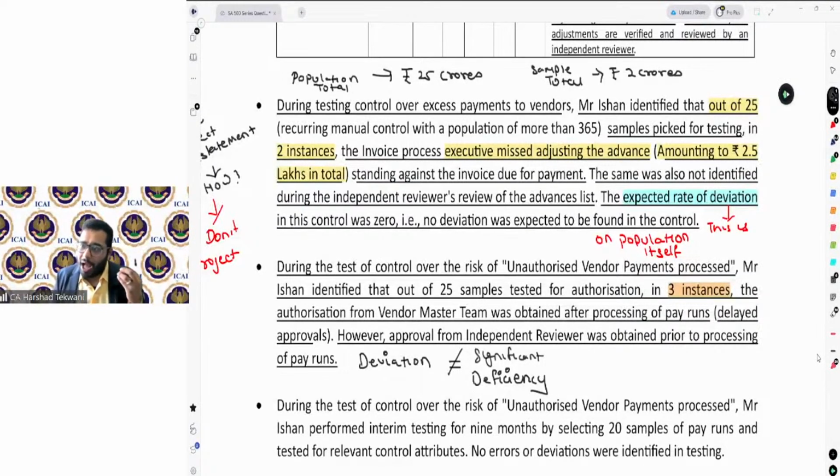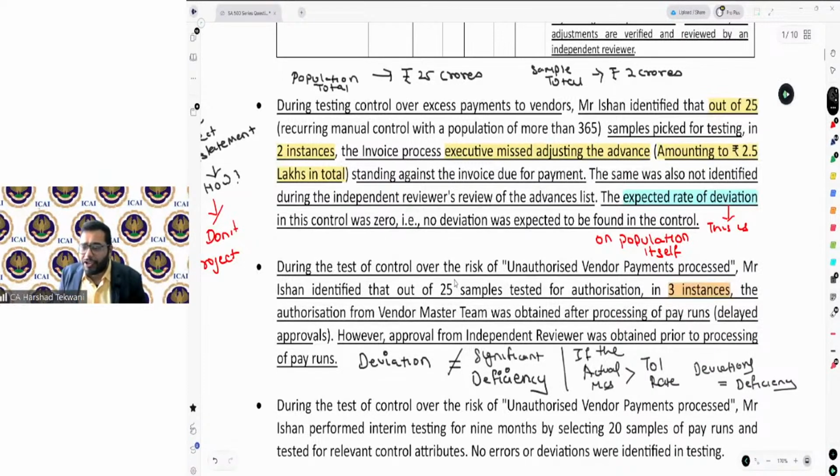Now, when the deviations are more than the expected rate of deviation, I could say the control is not operating effectively. Hence, there is a deficiency in the control. So in that case, if the actual deviation is greater than the tolerable rate, then I could say that deviations can be equal to deficiency.